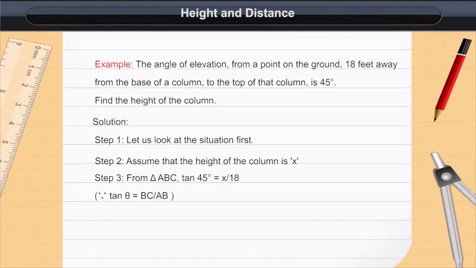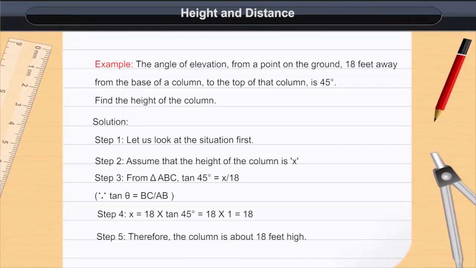Step 3. From triangle ABC, tan 45 degrees is equal to x by 18, because tan theta is equal to BC by AB. Step 4. This means that x is equal to 18 multiplied by tan 45 degrees, which is equal to 18 multiplied by 1, which is equal to 18. Step 5. Therefore, the column is about 18 feet high.